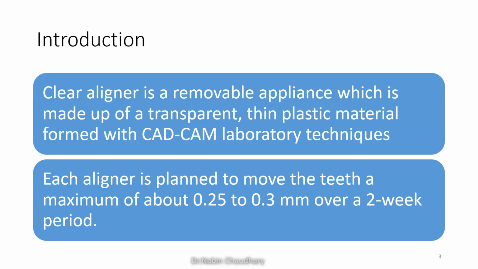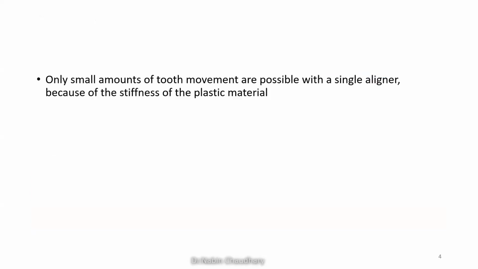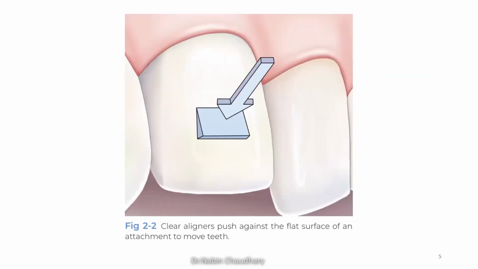So going to the introduction, the clear aligner is a removable appliance made of transparent thin plastic material that is formed with CAD/CAM laboratory techniques. Each aligner is planned to move a maximum of about 0.25 to 0.3 mm over a 2-week period. The maximum movement that can be produced by the clear aligners is only 0.25 to 0.3 because of the stiffness of the plastic material used in the fabrication of the clear aligners.